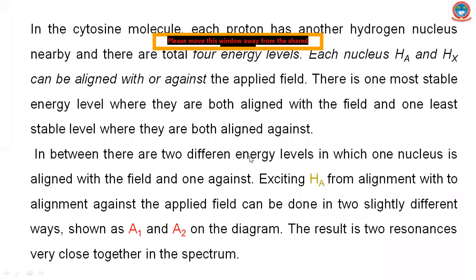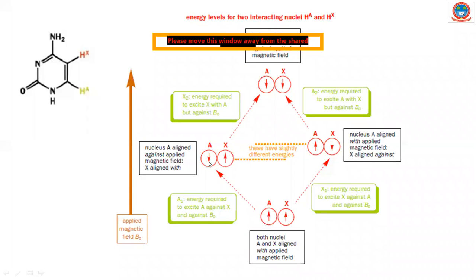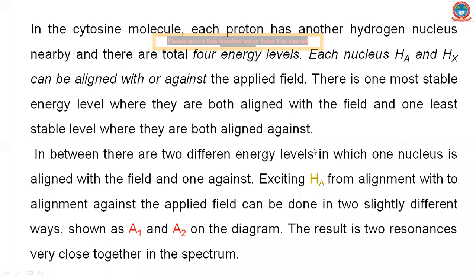In these two levels, one nucleus is aligned with the field and one is against. You see both cases: one nucleus against, one aligned with the applied field. Now this is the most important sentence: exciting HA from alignment with to alignment against. If we excite HA by providing energy, that is radio wave frequency, from alignment with to alignment against the applied field, it can be done in two slightly different ways, shown as A1 and A2.